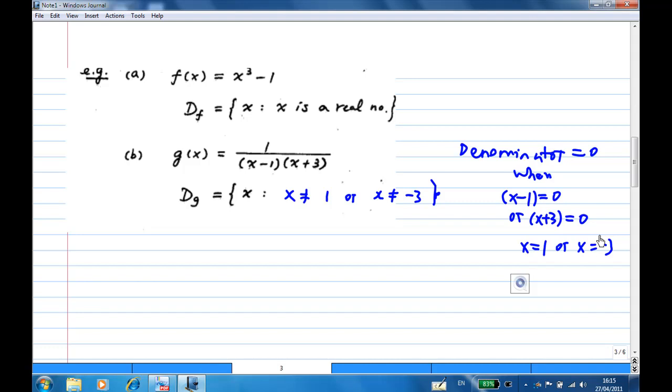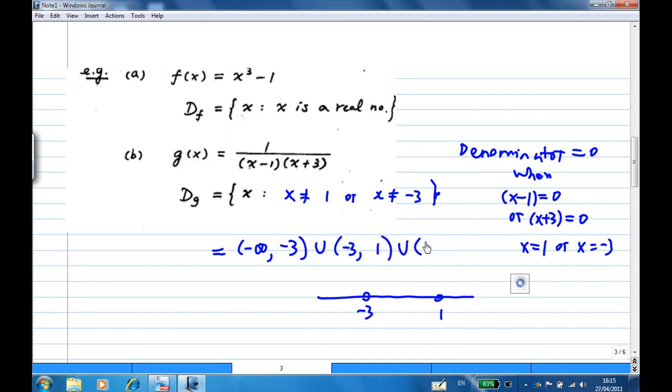So this set of numbers where x is not equal to 1 and x is not equal to minus 3 is all the real numbers except minus 3 and 1, as you will find if you draw the number line. So we can write this set as minus infinity to minus 3, union minus 3 to 1, union 1 to infinity, where the whole real number line excludes the points minus 3 and 1.